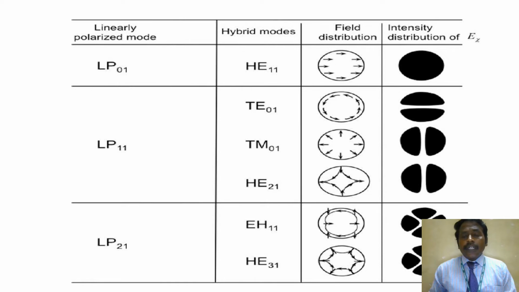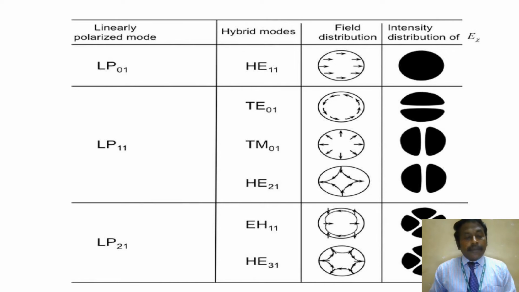For TE01, the field nature is in circular form, so the intensity distribution is a semicircle, one on and another off. Similarly for TM01, the field is distributed from the center to the core-cladding boundary, so we can have the split by the vertical. Similarly for the HE21 mode, you can see the field distribution flows from top to bottom and right to left. The intensity distribution is the same for TM01 and HE21 modes.